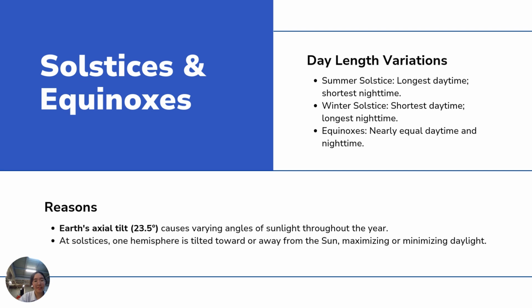For the day length variation, as you can see from this slide, I think we don't need to mention that. The solstices and equinoxes happen because the Earth's axis is tilted at 23.5 degrees, which varies the angle of the sunlight throughout the year. At solstices, one hemisphere is tilted towards or away from the sun, which maximizes or minimizes the daylight, resulting in the longest or shortest daytime.